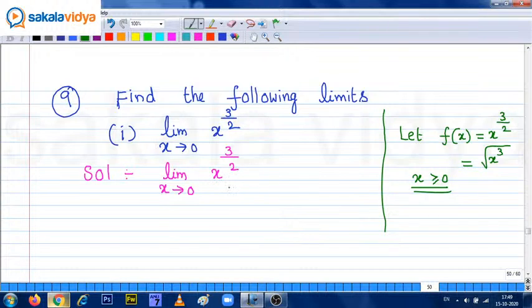So directly we can substitute x greater than or equal to 0 only, and find the limit of the function. So this is equal to 0 to the power of 3 by 2. Substitute, you get answer 0. Limit is 0. That's obviously the right hand limit only, not the left hand limit.